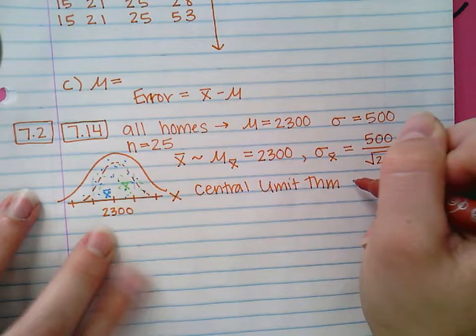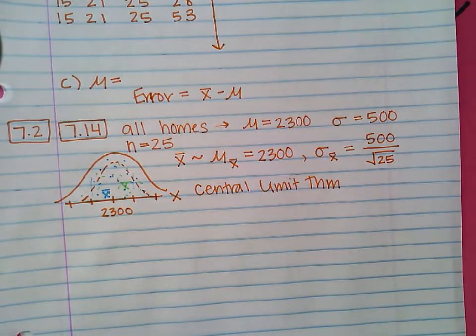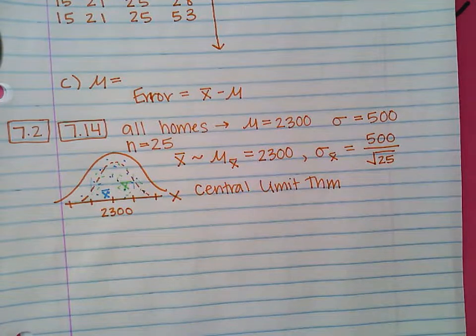It's a theorem that is super commonly used in statistics, and that's just kind of why the standard deviation changes when we're thinking about the distribution of the sample means versus the distribution of the entire population here.